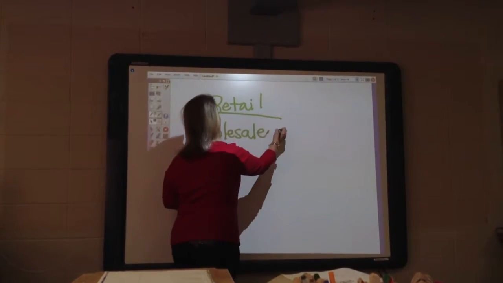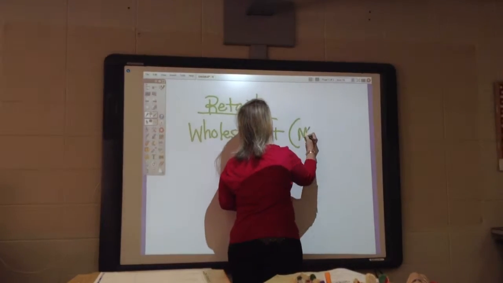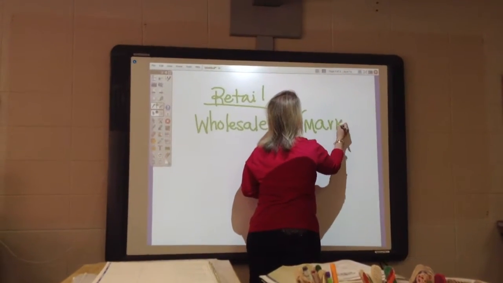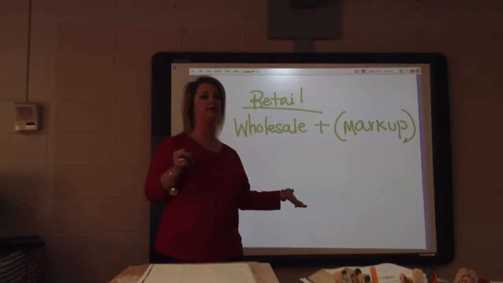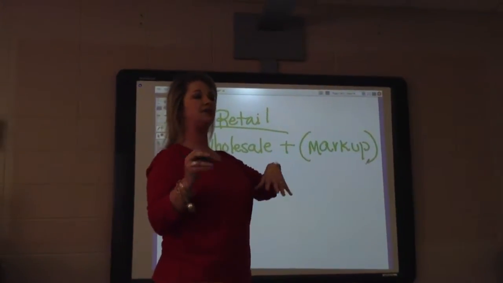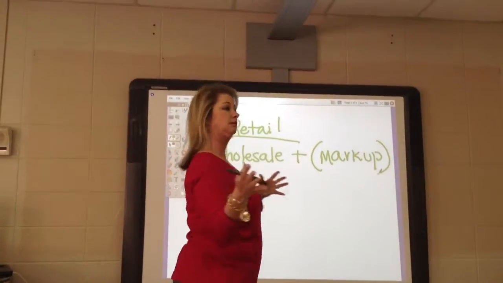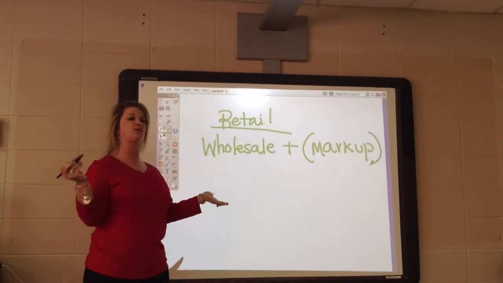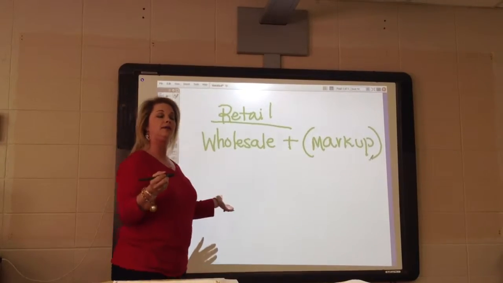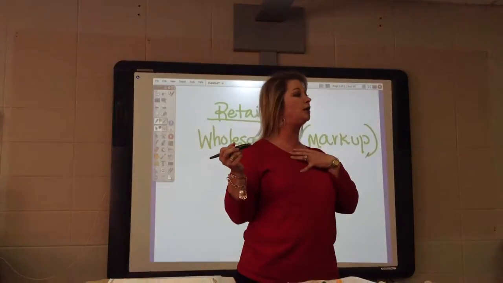plus our what? Markup. Okay, what is my wholesale? That's what I'm buying it for, right? And I'm going to mark it up and I'm going to sell it for a profit. Okay? So if we have a wholesale price, we're going to sell bracelets. And they are $12 a piece is what we're going to buy them for.